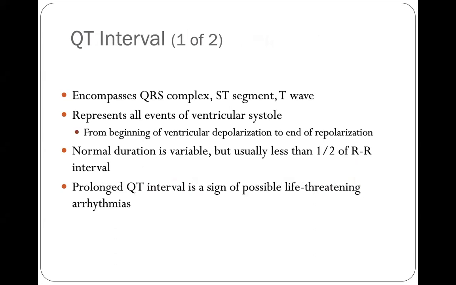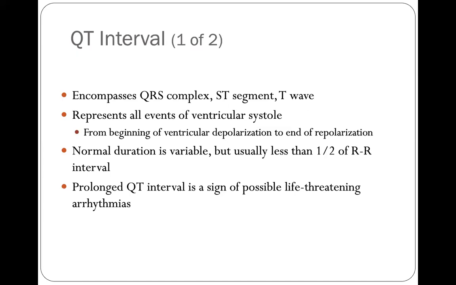The QT interval is the interval that starts with the QRS complex and ends at the end of the T wave. So it includes all of the waves of the QRS complex, the ST segment, and the T wave. It represents everything related to ventricular depolarization and repolarization. So it starts at the beginning of depolarization of the ventricles and ends at the end of repolarization of the ventricles. The normal duration is about half the R to R interval.